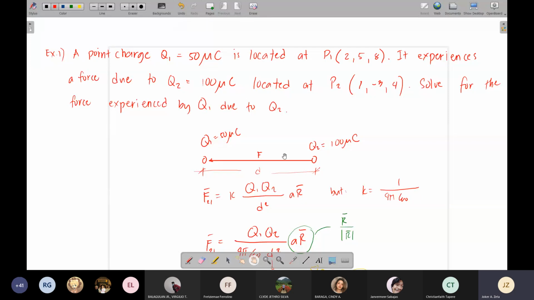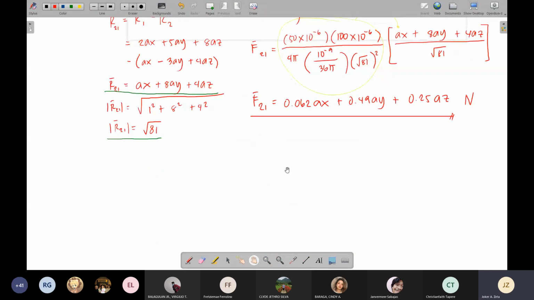Now, there's also another scenario. What if dili lang duha ka charge? Pwede, sir? Yes, pwede. What if you have 3 charges? What if you have 4 charges? What if you have 5 charges? Okay? Now, it is very possible. Every additional charge can also exert additional force. Okay? Sige, another example ta.